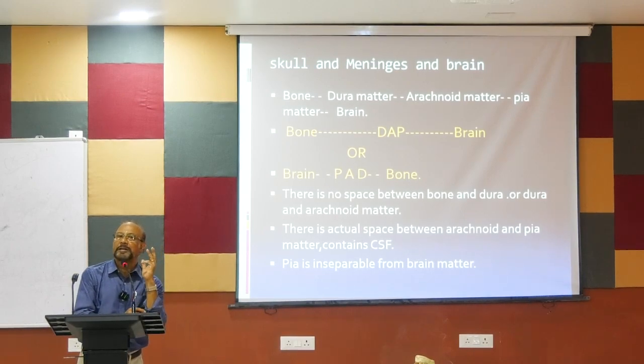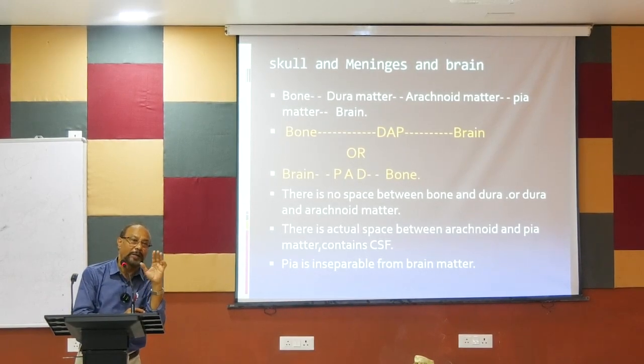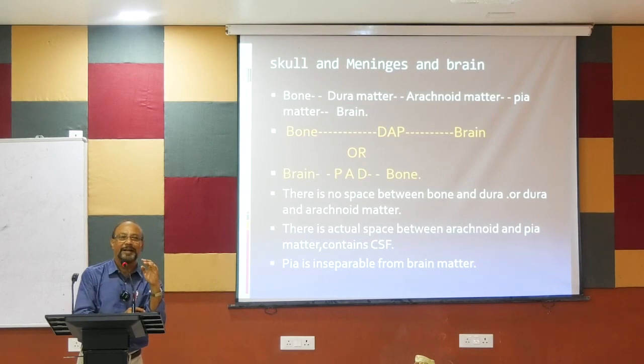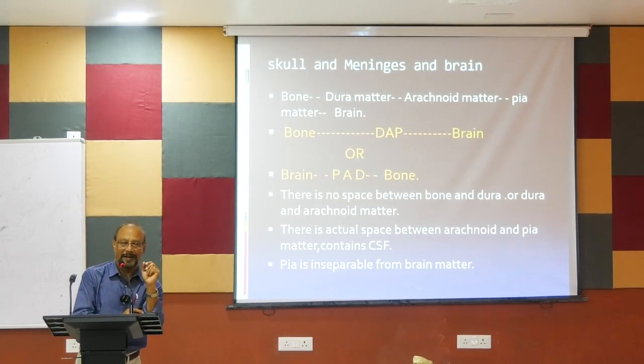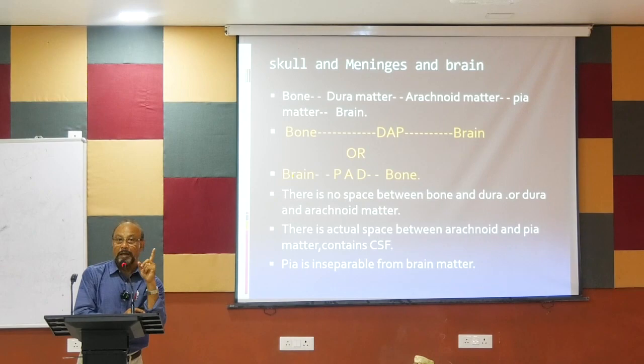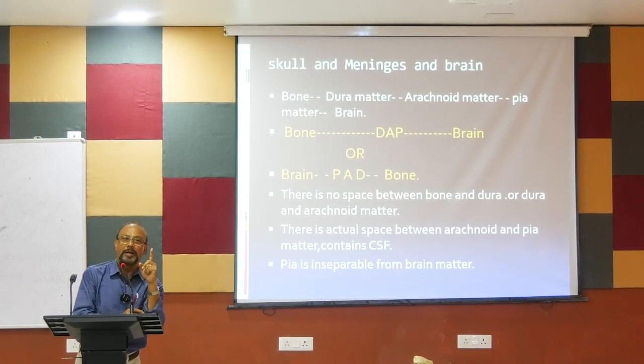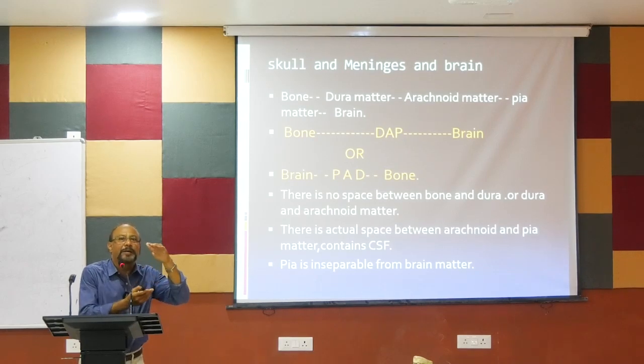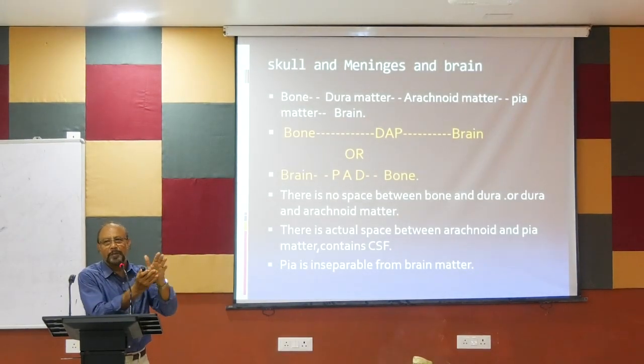So the meninges layers are there, but there is no space. That means they are intimately adherent. But I again stress on this point: no actual space, but potential space. That means they are separable. They are soft tissue.